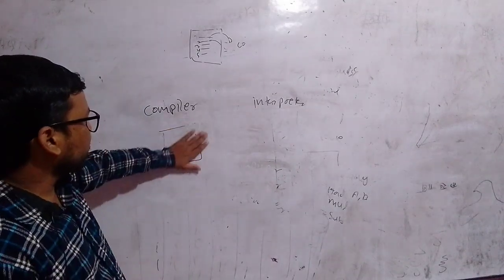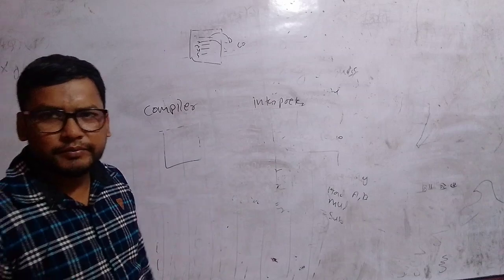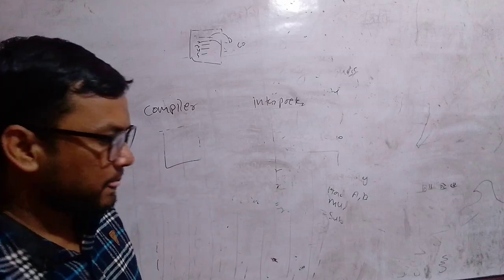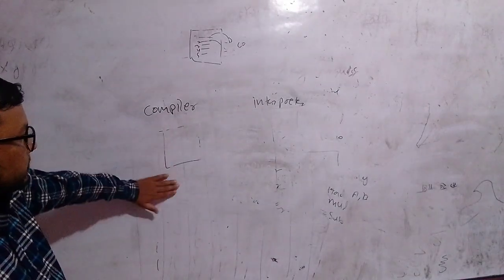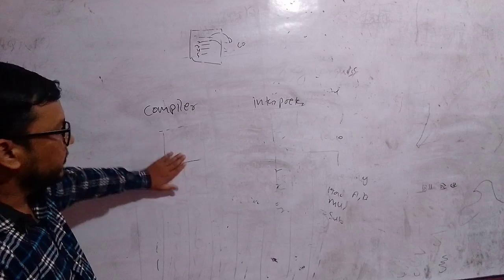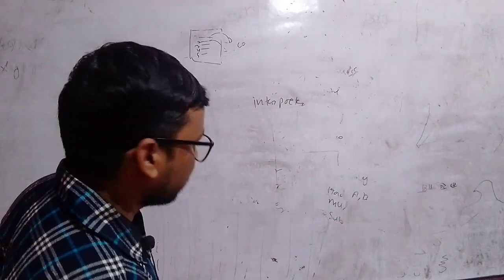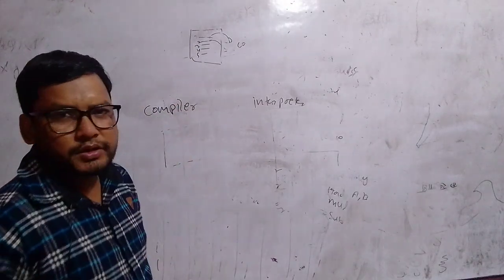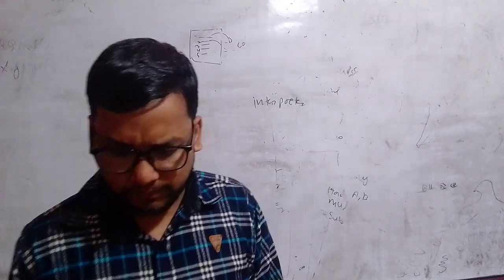There are a number of types of compiler and interpreter based on their working nature. Now let's discuss the types of compiler first. We'll discuss some basic types of compiler. First one is the cross compiler.